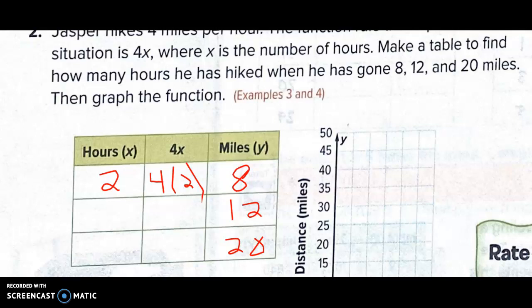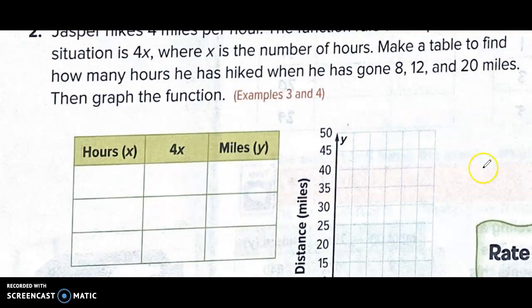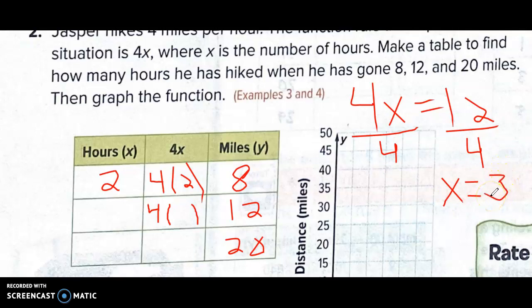All right, so we have our next output, which was 12. If you want to think about it this way, 4 times something is going to give you 12. 4 times what gives you 12? I'm going to do my work on the side right here. 4x equals 12. Divide this by 4, divide this by 4. We get x equals 3. So I place my 3 in here, as well as put my 3 in my hours box.